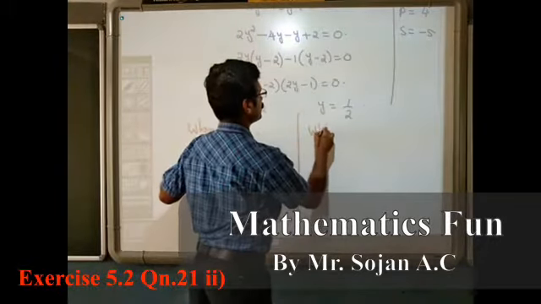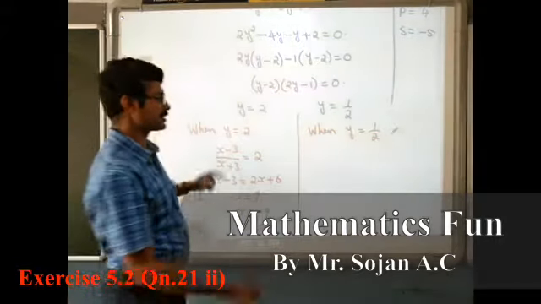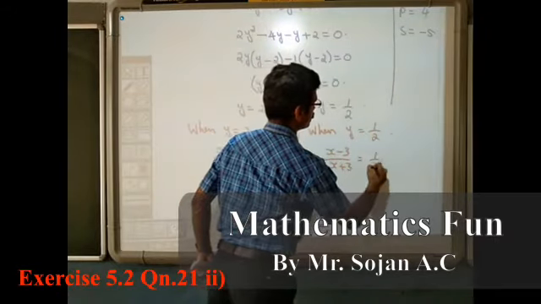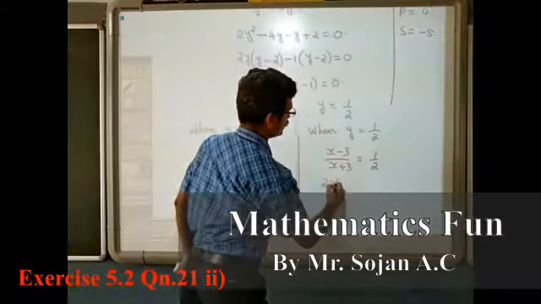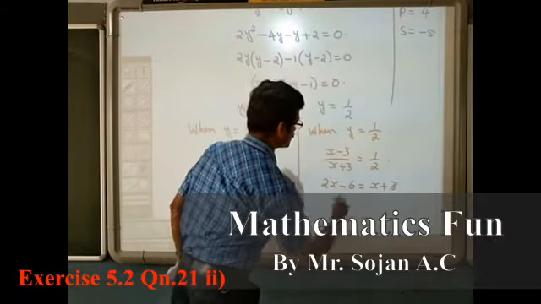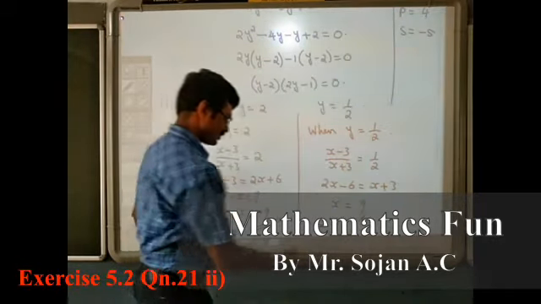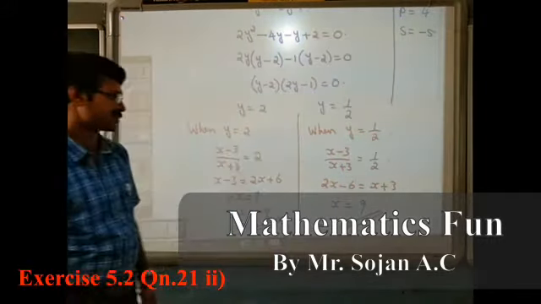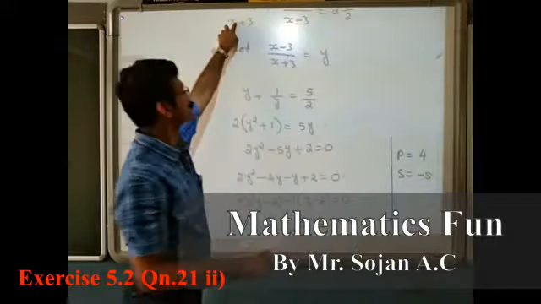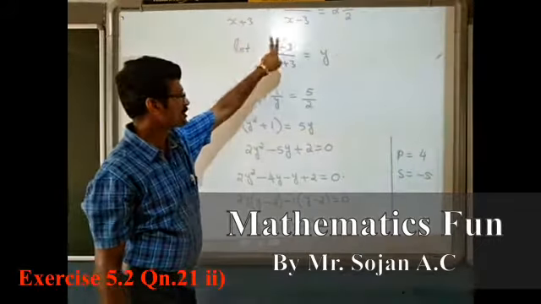Now, when y is equal to half, again I substitute it. Our y is x minus 3 by x plus 3 is equal to half. Cross multiply, 2x minus 6 is equal to x plus 3. From this, 2x minus x is equal to 6 plus 3 is 9. So this is the second value of x. Therefore the roots of the given equation are minus 9 and plus 9. Here I applied the concept of substitution.